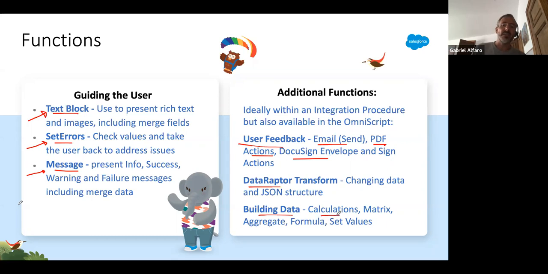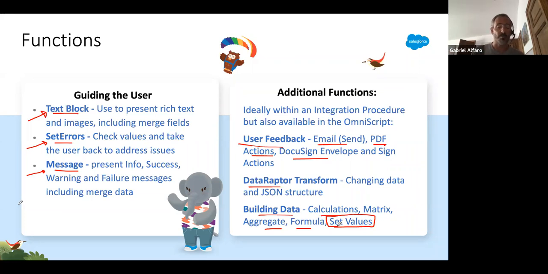And building data, you can include inside those OmniScripts calculation matrices, calculation procedures, aggregations, formulas, set values. Set values is very, very powerful because you can add formulas inside these set values, but you can also set fixed static values, okay, to start with the execution of the OmniScript.